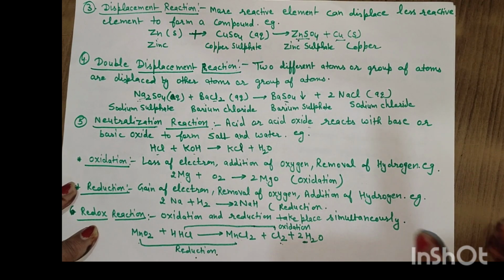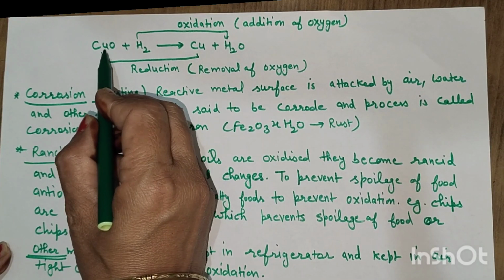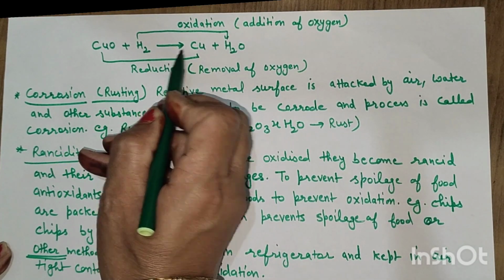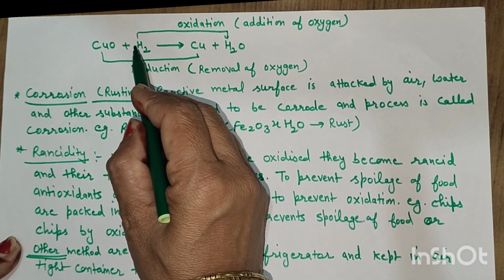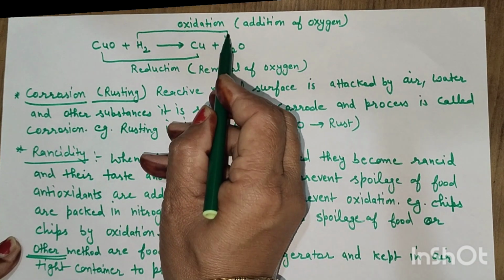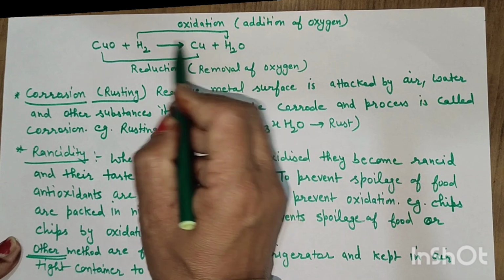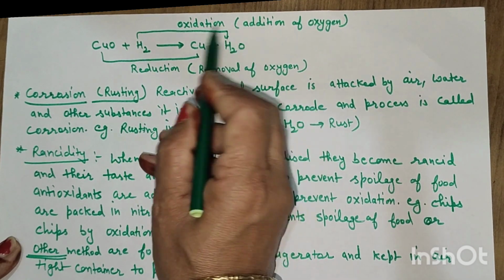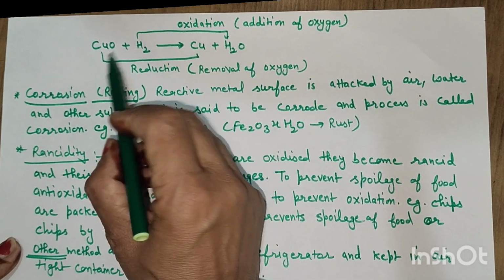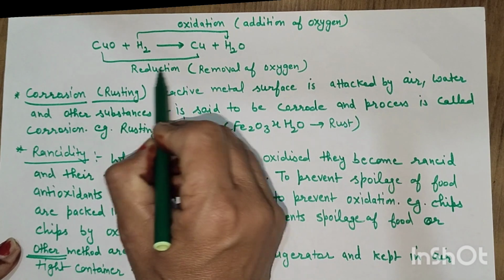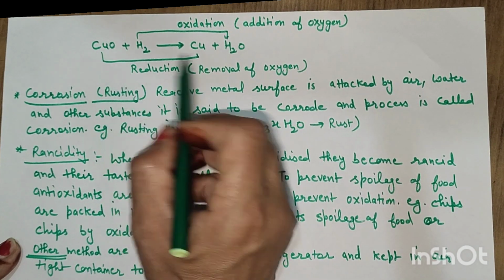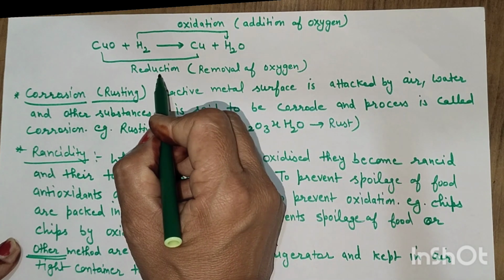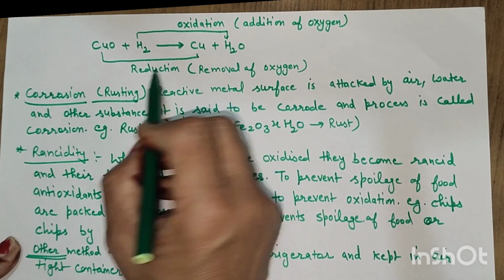H2O is formed. Another example, CuO plus H2 equals Cu plus H2O. Here, hydrogen combines with the oxygen and forms H2O. That is addition of oxygen. This is called oxidation. And CuO leaves the oxygen and forms Cu. It releases the oxygen. Removal of oxygen, that is called reduction.